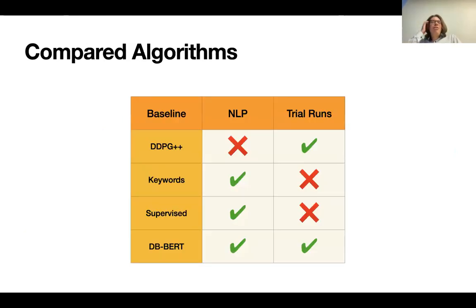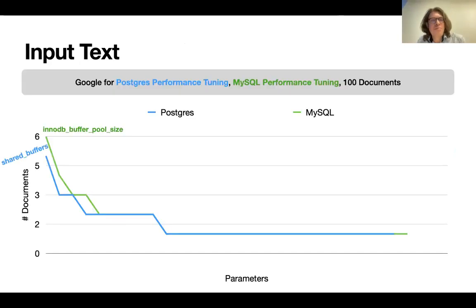The compared algorithms are, first of all, the DDBG++ algorithm, which uses reinforcement learning, but no natural language analysis. Then the keywords-based and the supervised learning-based text extraction methods, which extract tuning hints only by considering text documents, but without making any trial runs. And finally, there is DB-BERT, a system which combines information mined from text and knowledge gained by executing trial runs.